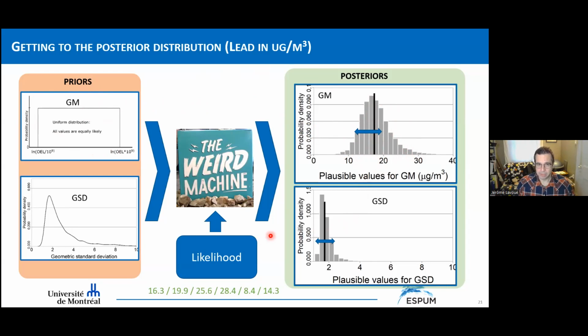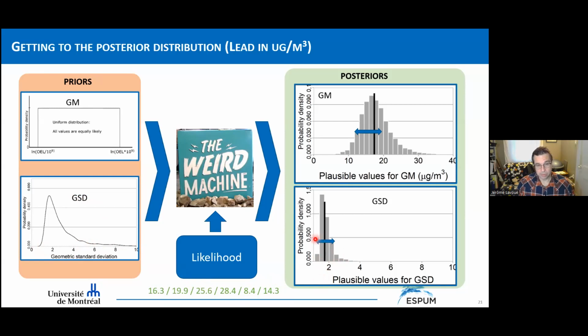If we look at the GSD, you can see also that there was an update. Initially, we started with plausible values between, let's say, 1.1 and 6.7. And thanks to the data, this is much thinner now. It's between, I would say, 1.5 and 3 at the most.